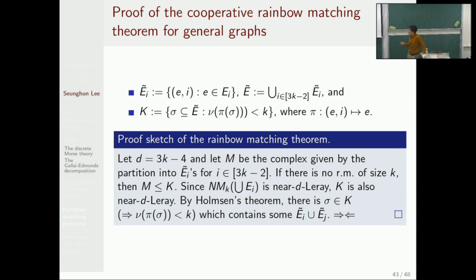And by this result, K should also satisfy the Leray property. And by Helly's theorem, there is a sigma, whose projection has matching number less than k, which contains some E_i tilde, E_j tilde. This is a contradiction, because their projection was assumed to have matching number at least k, but by this it has a matching number less than k. So this is a contradiction. This is one way to prove it.